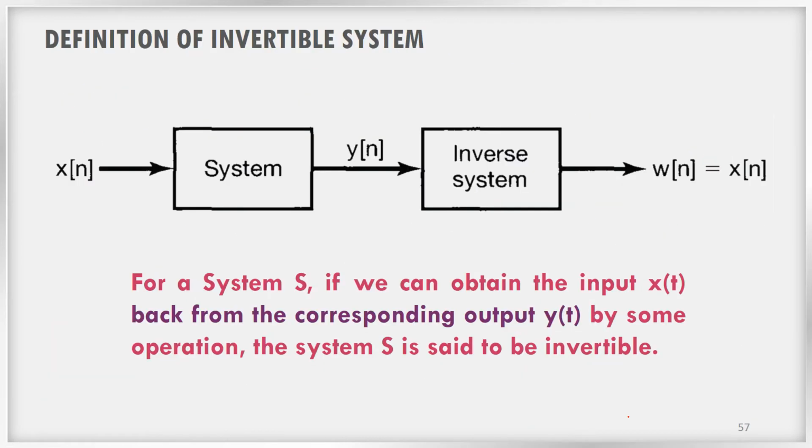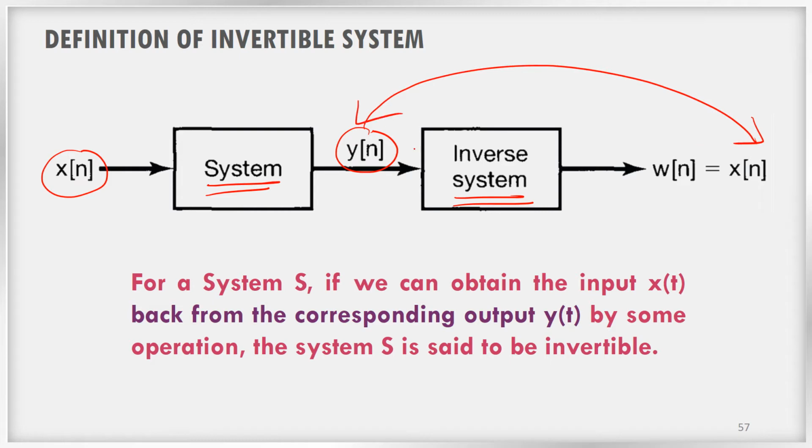This is the general definition of an invertible system. You have an x of n, you give it to the system, you get a y of n, and you give that to the inverse system. That inverse system will produce x of n from y of n. That is the important point here: the inverse system will produce the input from the output. Okay.